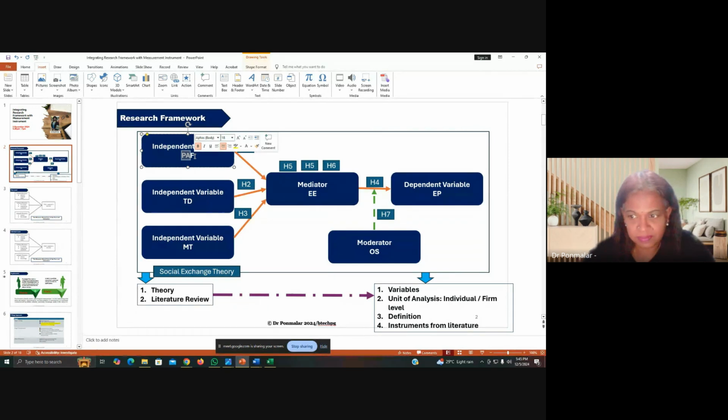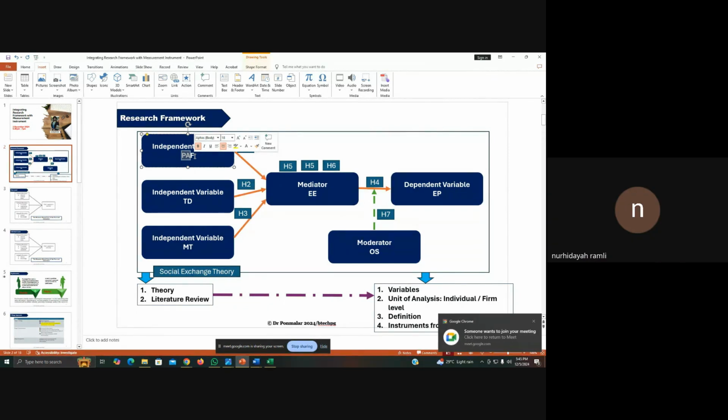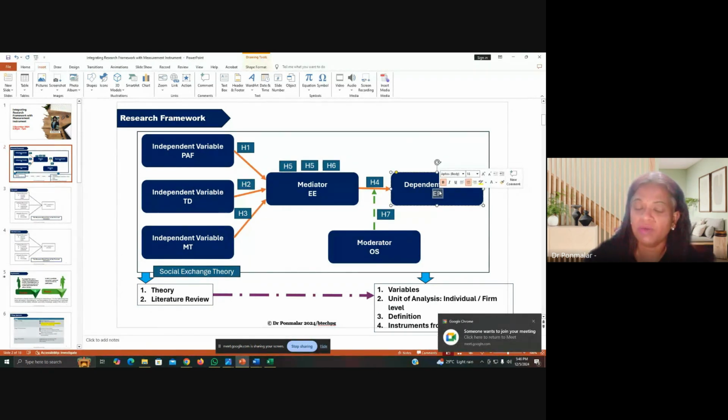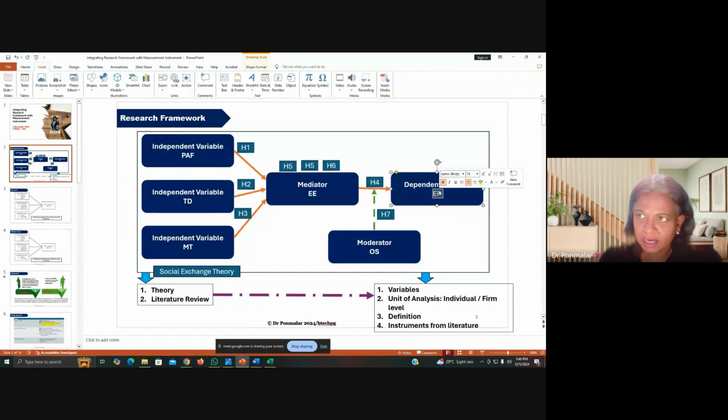Individual, right? Then training, whether I'm given enough training or not, individual. Mentoring, whether my manager mentors me or not, individual. Employee engagement, am I happy with this job, is individual. But how about employee performance? Whether I'm doing work on time, my quality is good, all those are individual.